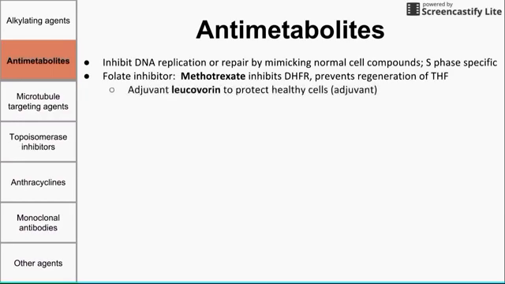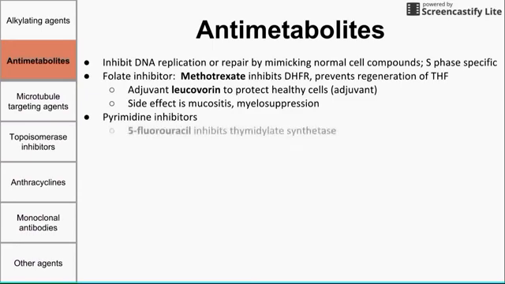When we administer methotrexate, we always want to do it with leucovorin. Leucovorin is an adjuvant that protects the healthy cells. It actually gives the healthy cells another method of getting folate, another method of using folate. And methotrexate and leucovorin go together for that reason. Side effect of methotrexate is mucositis and myelosuppression. Myelosuppression is going to come up quite a bit. Next group of antimetabolites are the pyrimidine inhibitors.